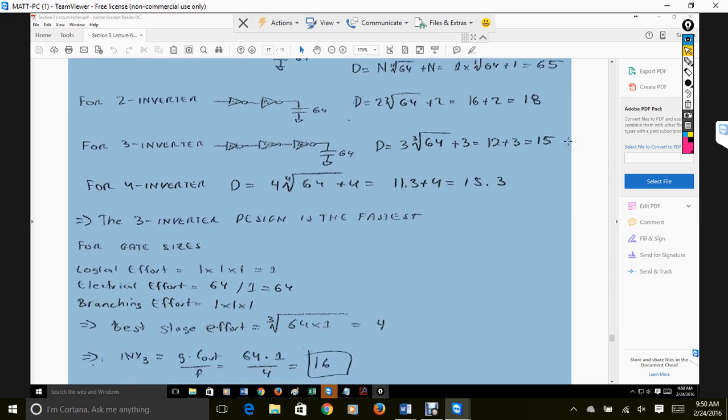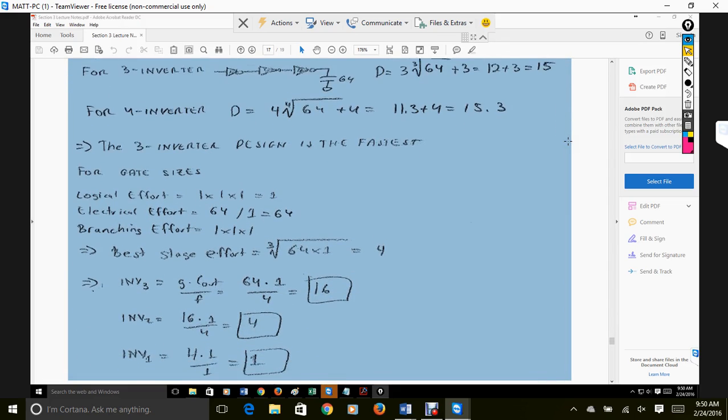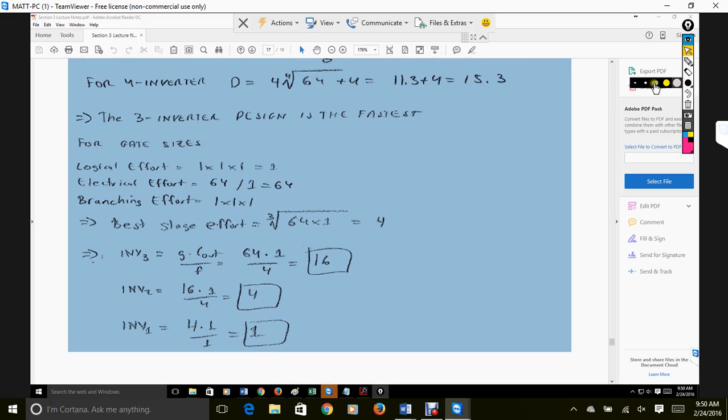So then we just go through the same problem we did before. Logical effort is the product of all three of them, so it's 1 times 1 times 1. The electrical effort is the ratio of the output capacitance to the input capacitance, which is 64 over 1, which is 64. And our branching effort is just each stage just drives one inverter, right? So it's going to be 1 times 1 times 1. So since we have 3 stages, it's the cube root of 64 times 1, which is going to be 4.